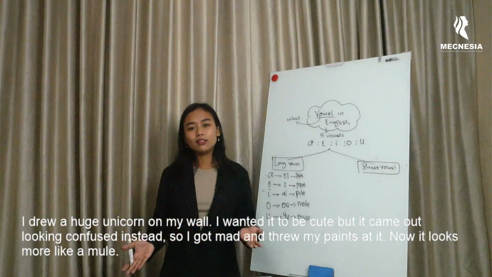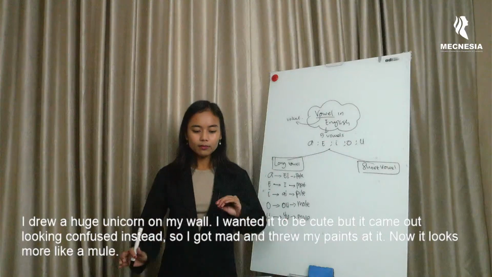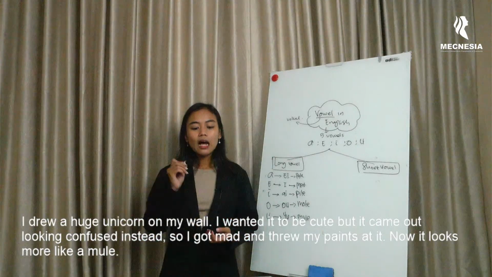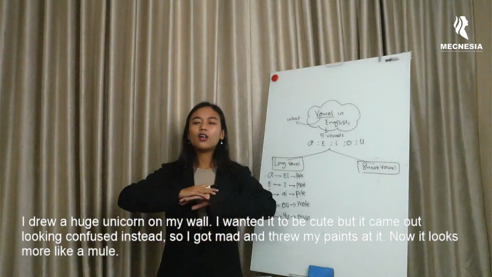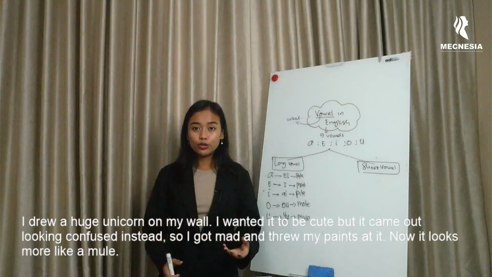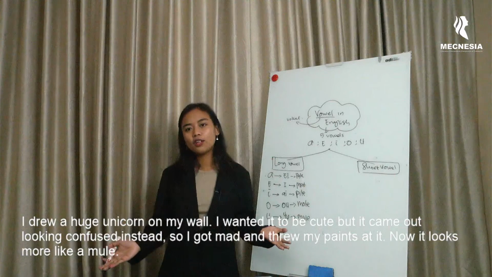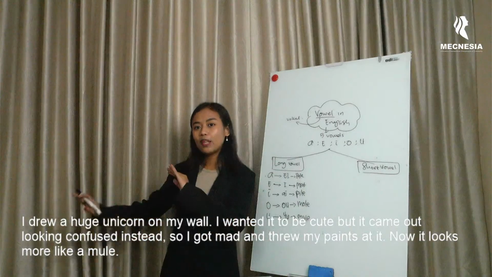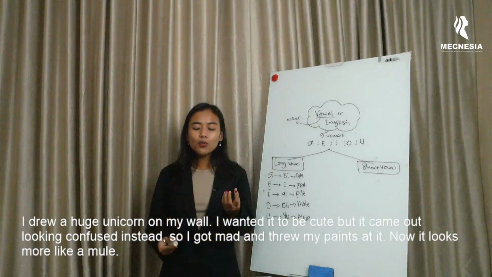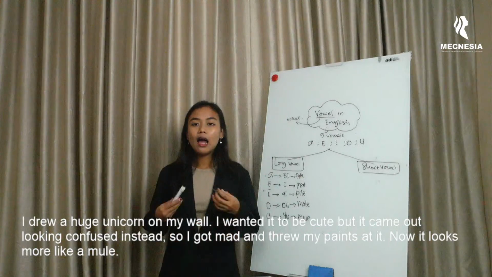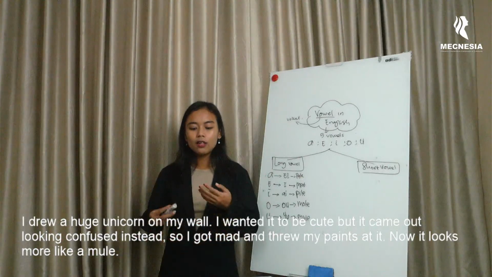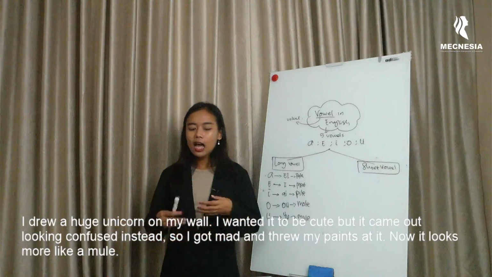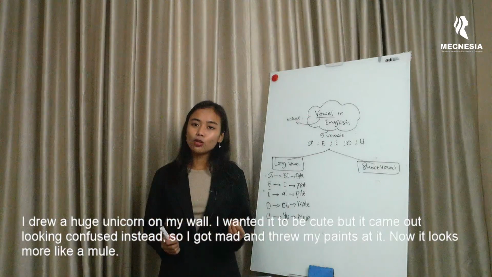Now, what does it mean? Sekarang artinya. I drew a huge unicorn on my wall. Aku menggambar a huge unicorn. Huge means besar. Huge unicorn, unicorn yang besar. On my wall, di tembokku. I wanted it to be cute. Jadi aku maunya gambarnya imut.